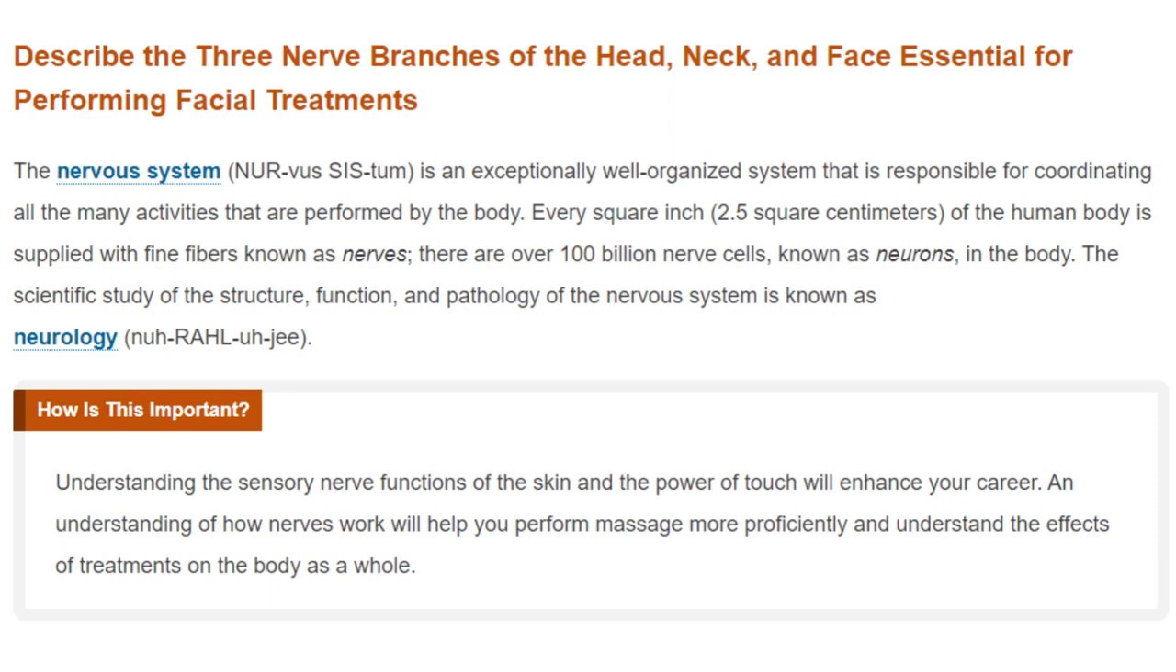The nervous system is an exceptionally well-organized system that is responsible for coordinating all the many activities that are performed by the body. Every square inch, 2.5 square centimeters, of the human body is supplied with fine fibers known as nerves. There are over 100 billion nerve cells, known as neurons, in the body. The scientific study of the structure, function, and pathology of the nervous system is known as neurology.